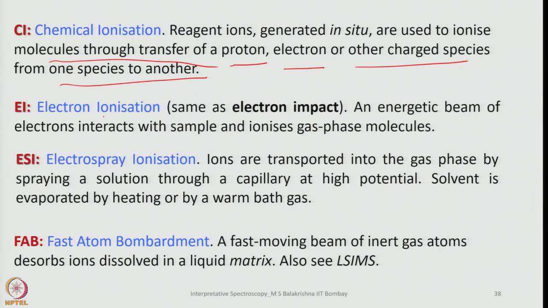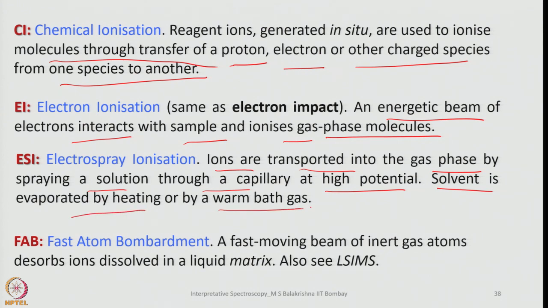In electron ionization, also called electron impact, an energetic beam of electrons interacts with the sample and ionizes gas phase molecules. In electrospray ionization, ions are transported into the gas phase by spraying a solution through a capillary at high potential. Solvent is evaporated by heating or by a warm bath gas. So this is ESI, electrospray ionization. Then FAB, fast atom bombardment: a fast moving beam of inert gas atoms strikes ions dissolved in a liquid matrix.